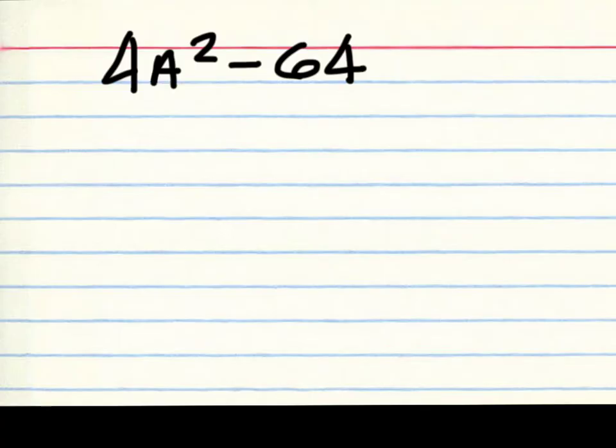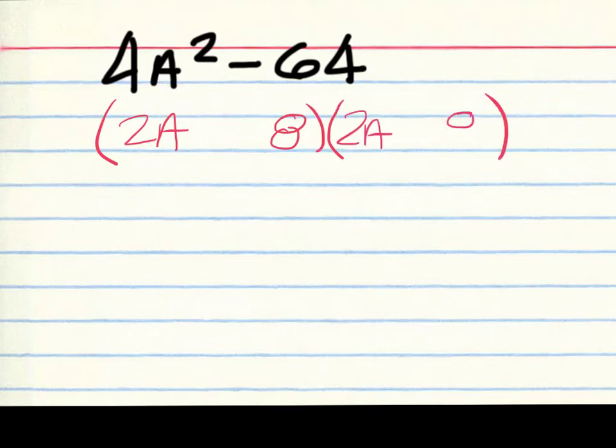On this problem, 4a squared minus 64, that is a difference of two squares. So like we had in the last practice problem, you could go ahead and find the square root of 4a squared to be 2a and the square root of 64 to be 8. So you'd have 2a plus 8 and 2a minus 8.